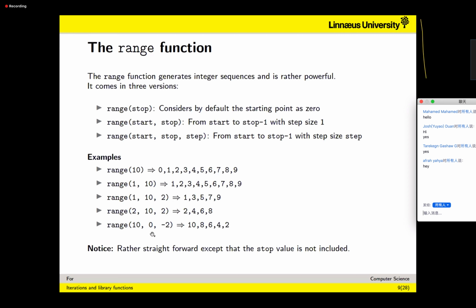So I would say, think about it like this, that this is the general version. And then we have a shortcut version here, which uses the default values. The default values are to start from 0, and the step size is just 1 positive step forward.